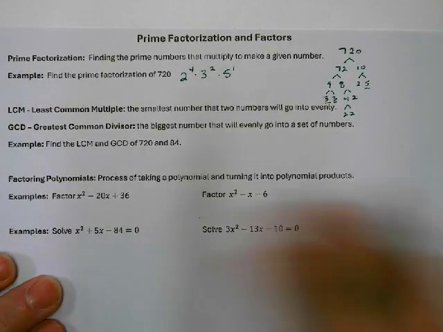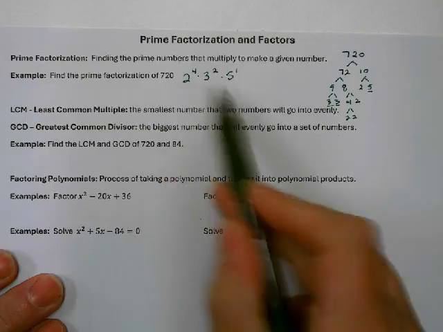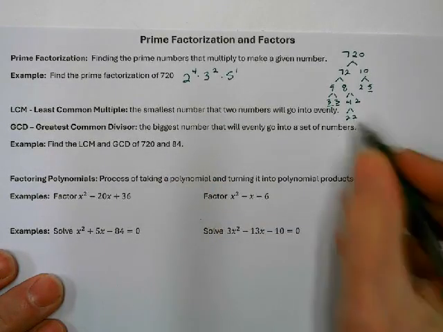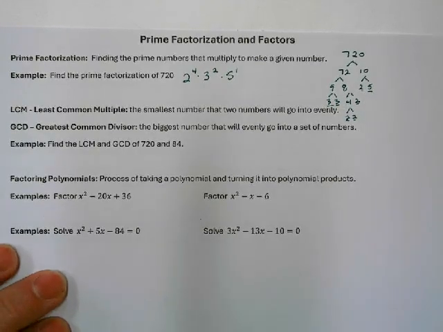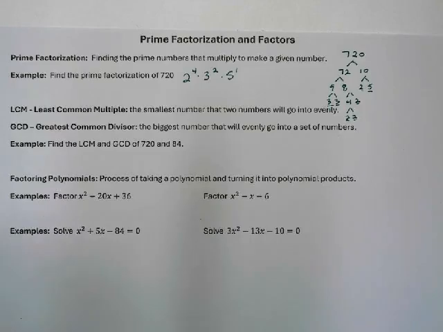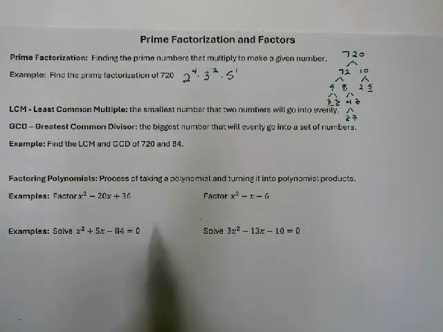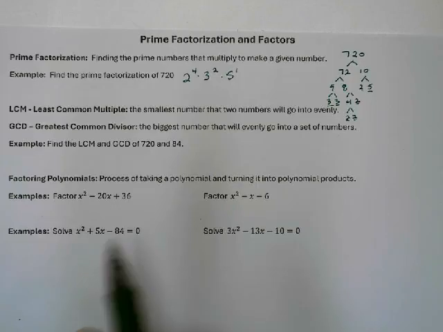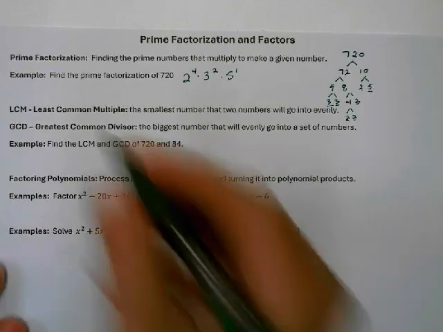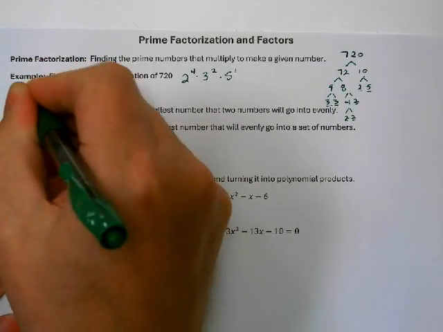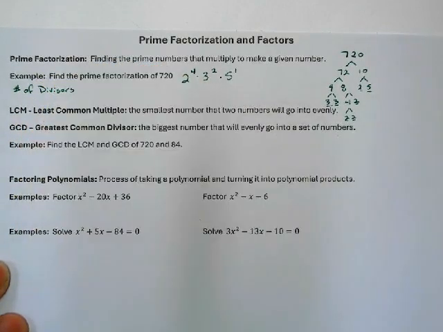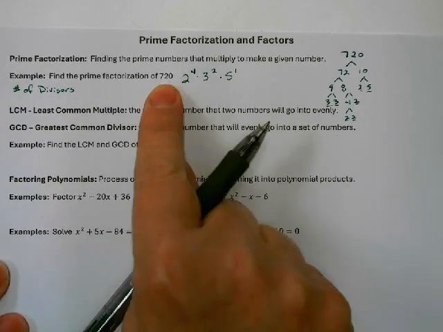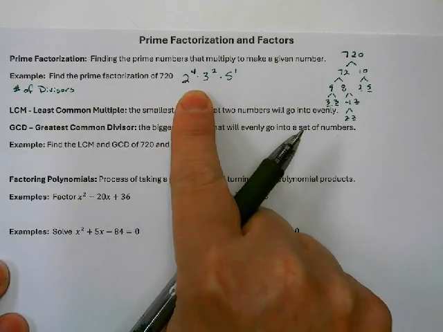Okay, so here we've got all of our prime factors. We've got 4 2s, 2 3s, and 1 5. I forgot to add this to the list, but one of the things that we can do with prime factorization is if you want to find the number of divisors. So if you want to find the number of numbers that go into 720 evenly, you can use this prime factorization.